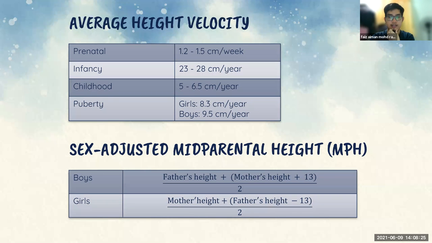So you can calculate it using the sex-adjusted mid-parental height, MPH, which is different for boys and girls. Basically, for boys, you add the parents' height plus 13, divided by 2. And for girls, add the parents' height minus 13, divided by 2. Okay, so less than 2 standard deviations from the target height, we will consider it as short stature.